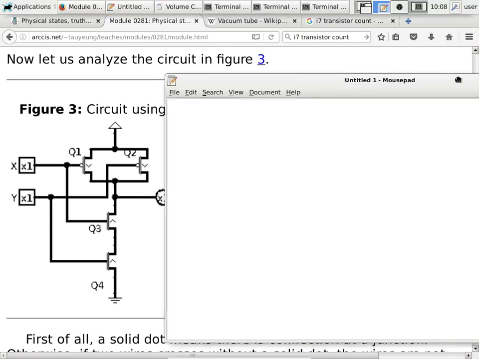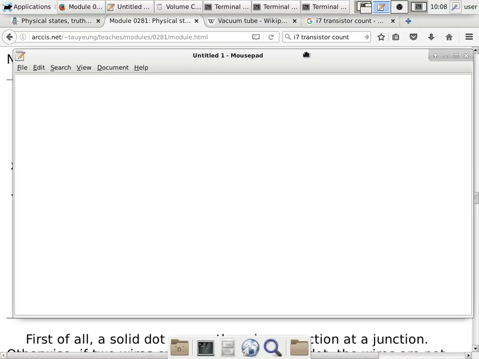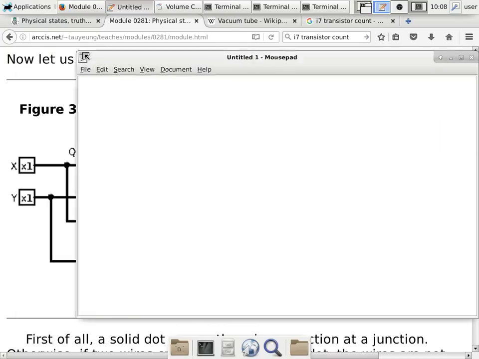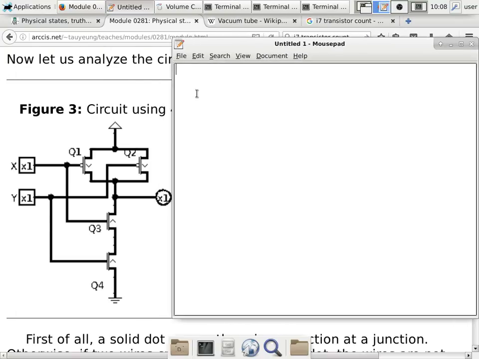Let me move this to the other window. Put it here. So the way you analyze a circuit like this is to say, okay, X and Y are basically your independent variables. In other words, this is where you say, let's say X is low, Y is low, and see what happens to the whole circuit. And then you want to look at Q1, Q2, Q3, Q4. Look at the states of those transistors, and then you look at the output and ask, what is the voltage presented at the output pin? So these are the columns of a table that we're going to make here.